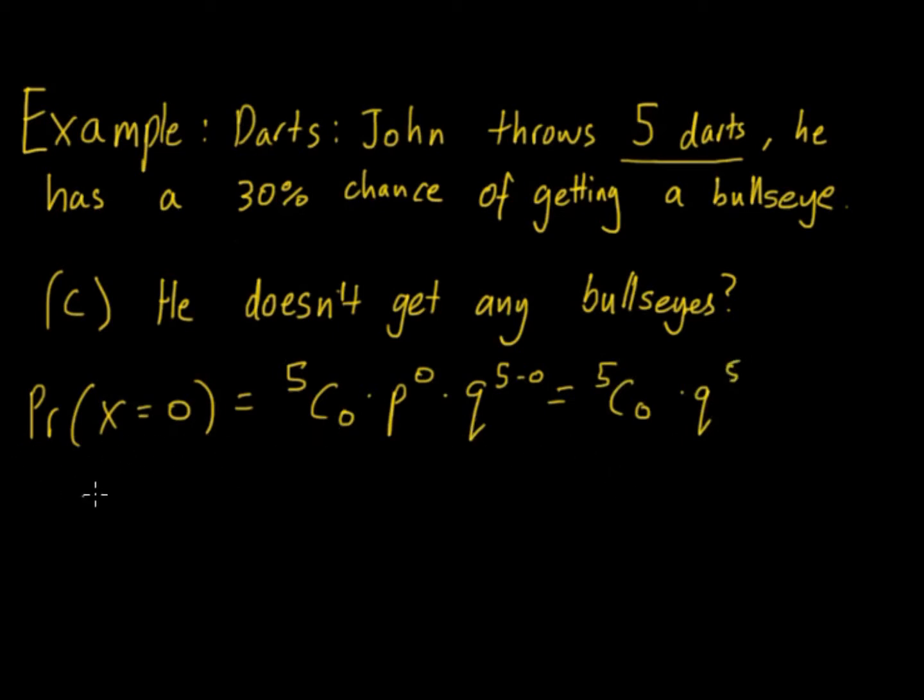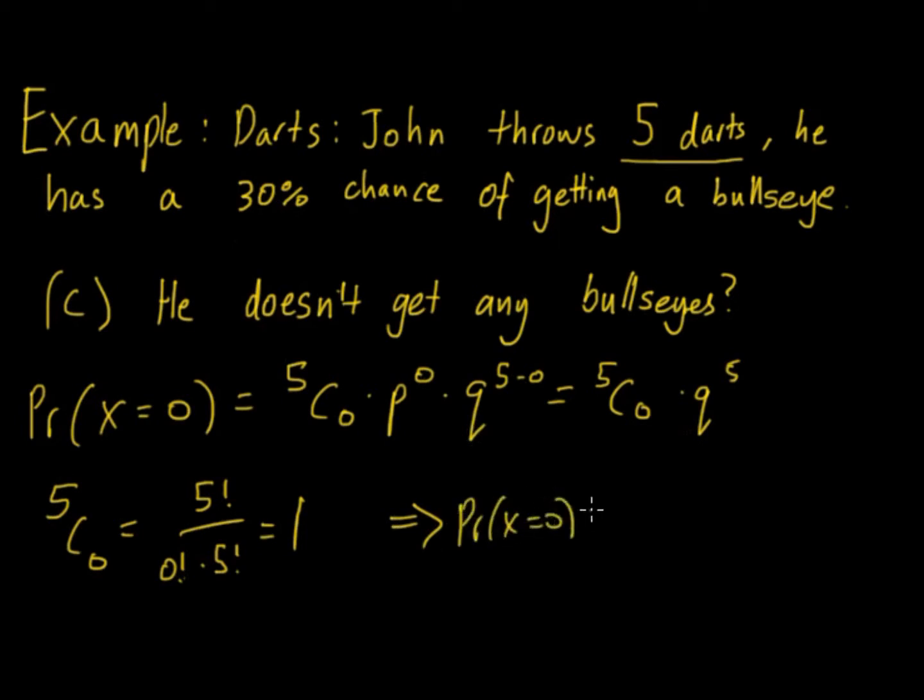Now what does 5c0 equal? Well, 5c0 is equal to 5 factorial over 0 factorial times 5 factorial. Now I've already said that 0 factorial equals 1, so 5 factorial and 5 factorial, the same number, so it's going to equal 1. Now q is equal to 7 on 10, so 70%. So the probability of x is equal to 0 is going to give us 7 on 10 to the power of 5.